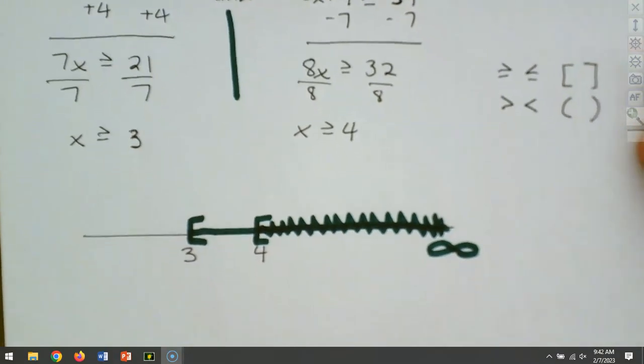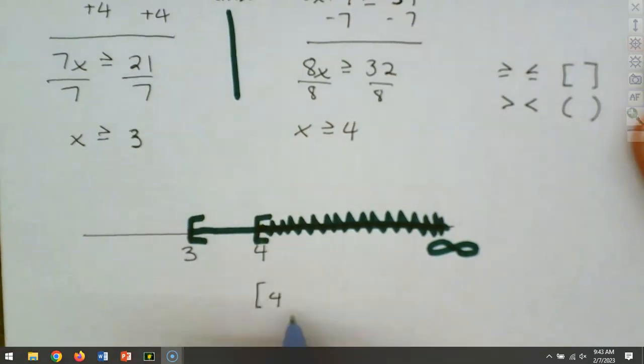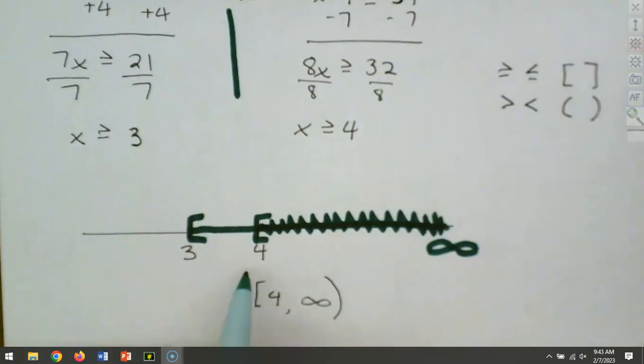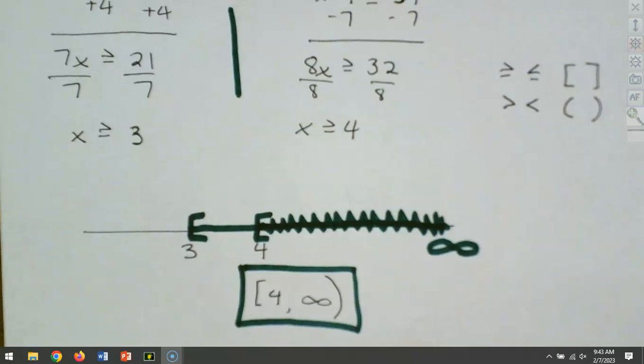So what is this going to look like now in interval notation? Well, in interval notation, this looks like 4 with a square bracket. And where does it go to? It goes to infinity. And infinity always, no matter what, gets parentheses. So that would be your answer on that.